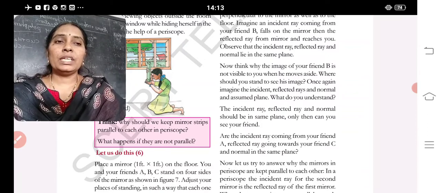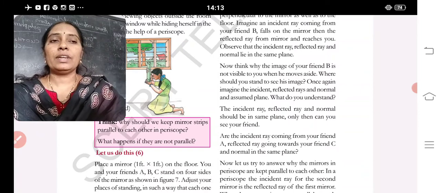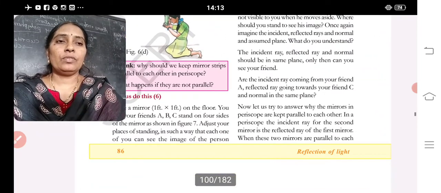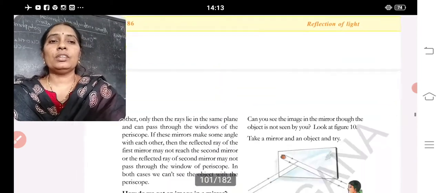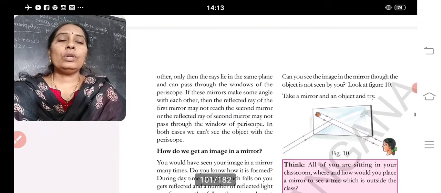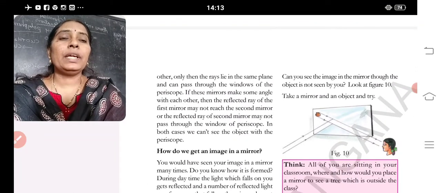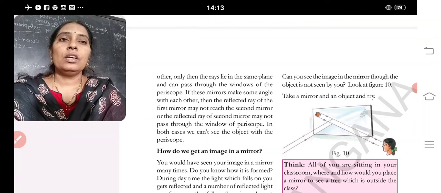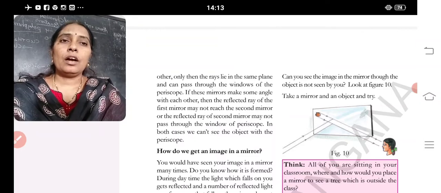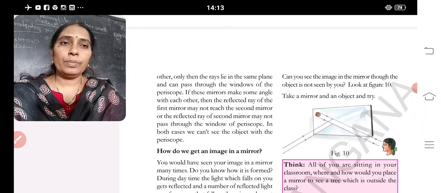In the periscope, the incident ray for the second mirror is the reflected ray for the first mirror. When these two mirrors are parallel to each other, only the rays in the same plane can go through the windows of the periscope. If the mirrors make a different angle with each other, then the reflected ray of the first mirror may not reach the second mirror, and the reflected ray of the second mirror may not reach through the window of the periscope. In both cases, we cannot see the object with a periscope.